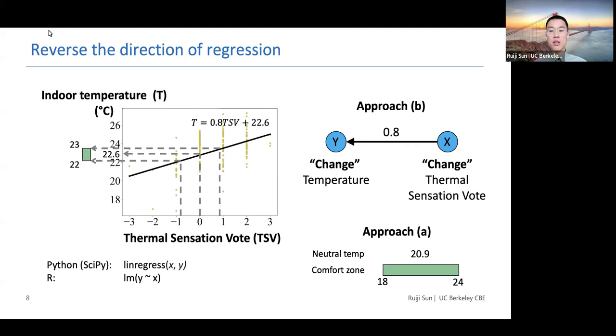This huge difference of comfort zone will lead to significant implications on occupants' comfort and also building energy consumption, because we commonly apply these comfort zone values as the HVAC system's temperature set points.